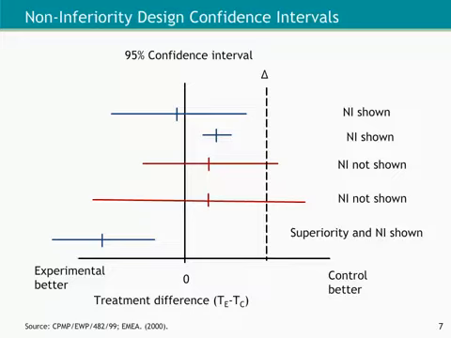So this brings us to the end of the section on designs for hypothesis testing. We've covered superiority, equivalence, and non-inferiority hypotheses. And in the final section, we'll cover adaptive designs.